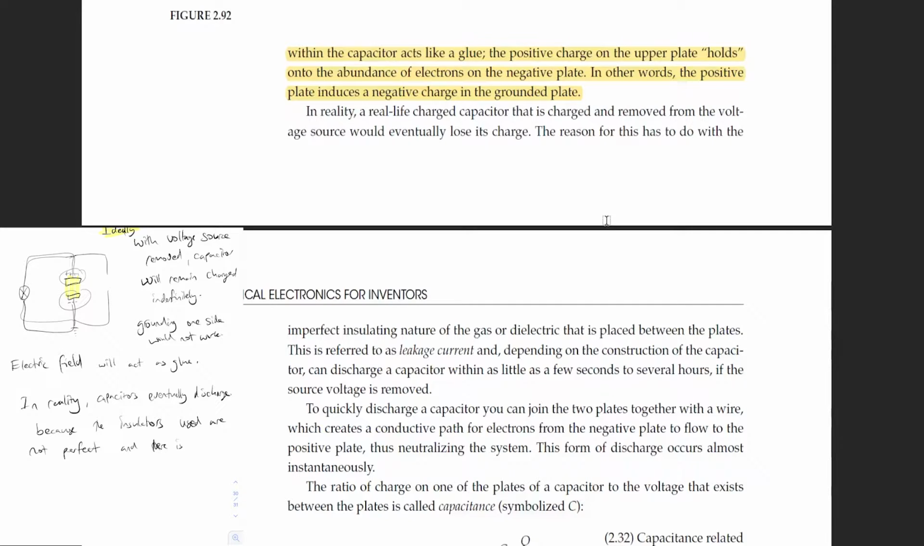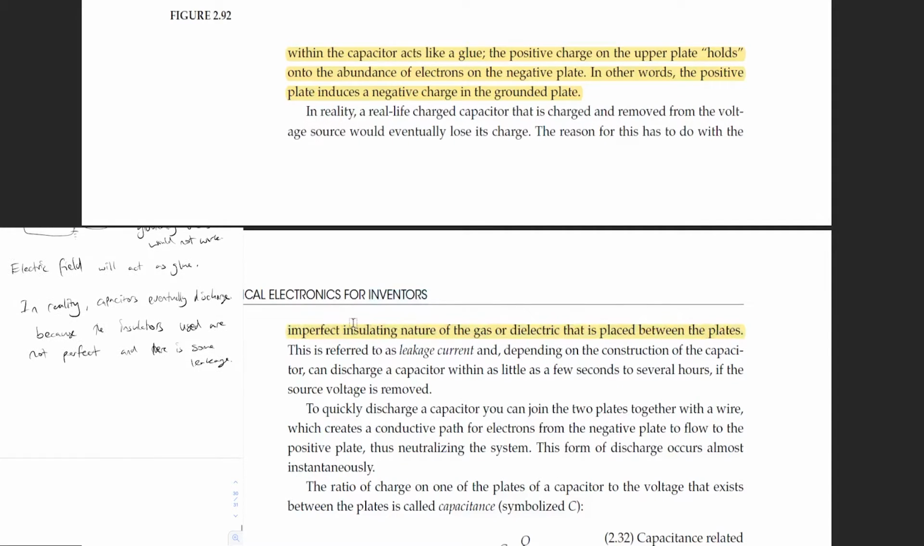I'll just put, and there is some leakage. Oh yeah, cool. This is referred to as leakage current. There's some leakage.